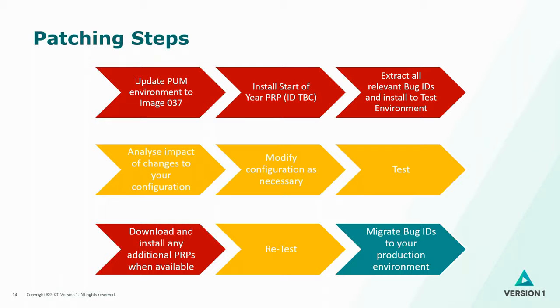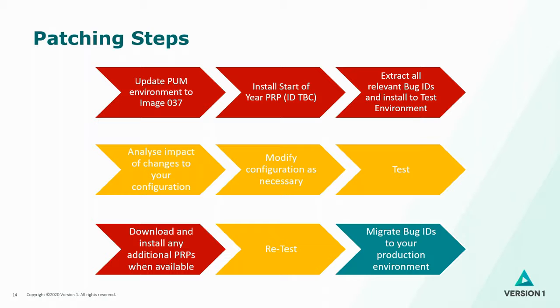So the first thing is to make sure that your PeopleSoft PUM environment is up to date and is on the latest image, which is image 37. You're going to need image 37 for some of the updates, and once the start of year PRP is released, that will also need to be installed on top of image 37. So your PeopleSoft Update Manager environment must be at image 37. Doesn't mean your PeopleSoft application needs to have image 37 installed in its entirety, of course, but just that the PeopleSoft Update Manager, which is the environment that's used for patching your PeopleSoft environment, must be on the latest level.